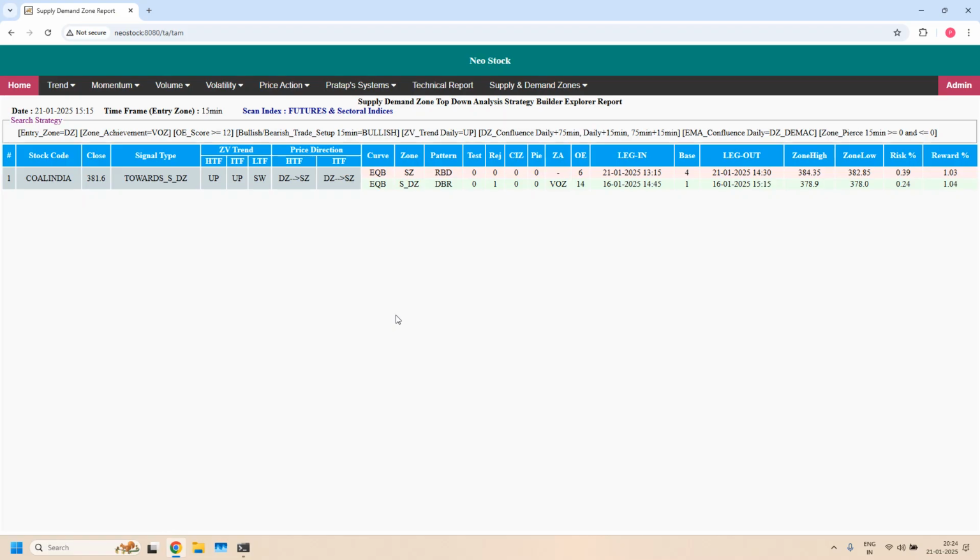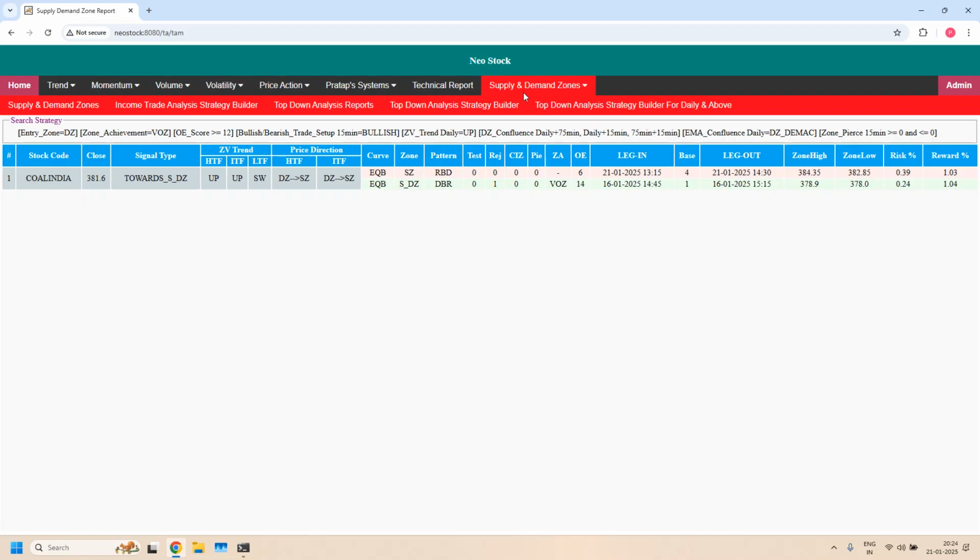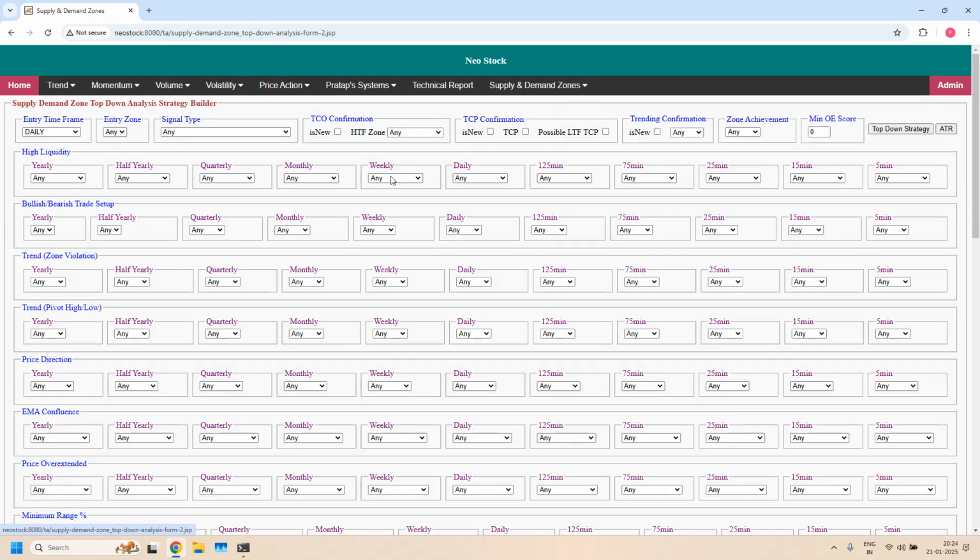Okay, this is about a bullish trade setup for daily income trade. Next, bearish trade setup for daily income trade. Entry time frame is 15 minutes. Entry zone is supply zone. In bullish or bearish trade setup at 15 minutes time frame, I am selecting bearish.